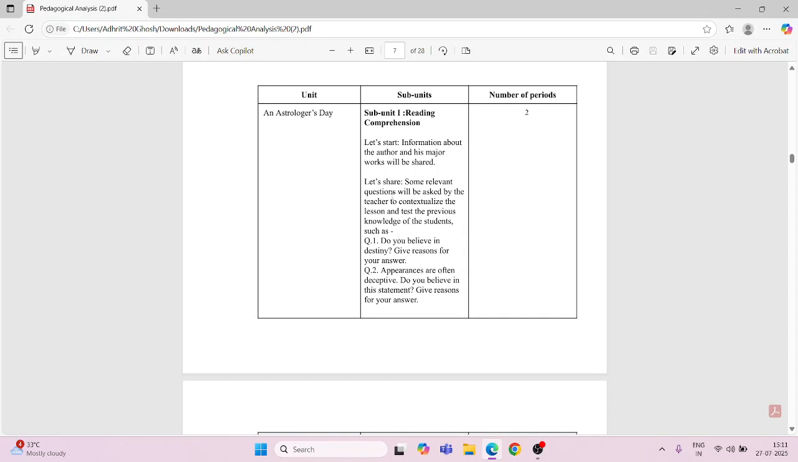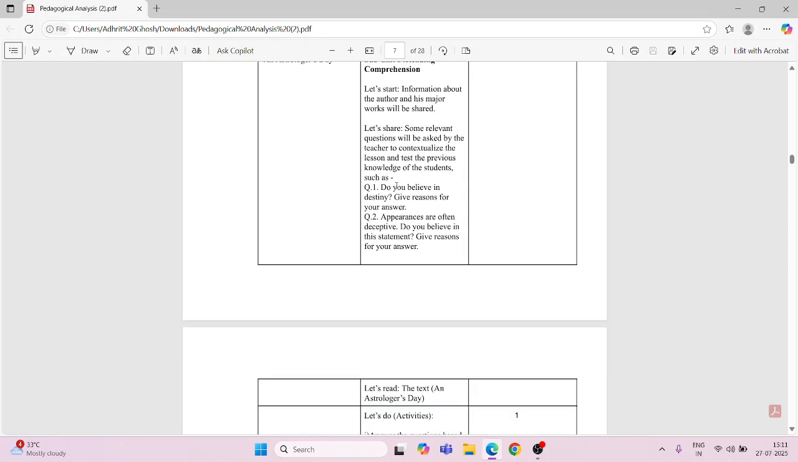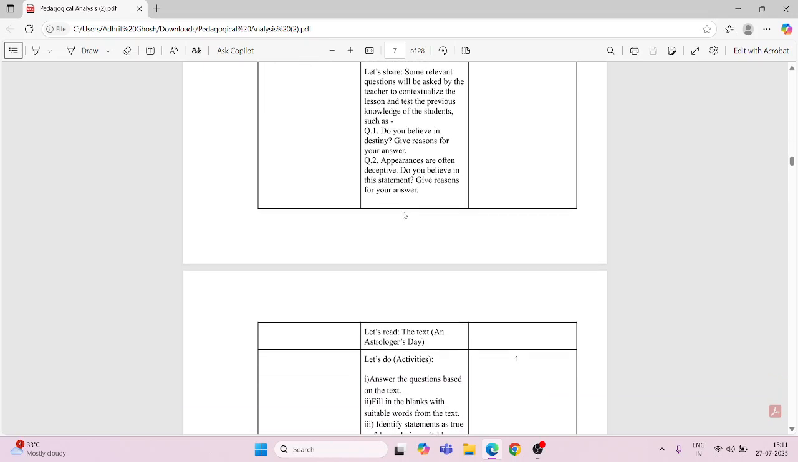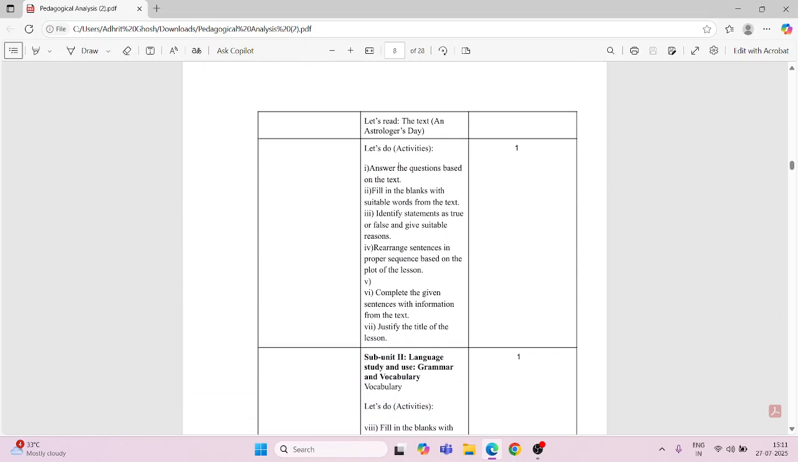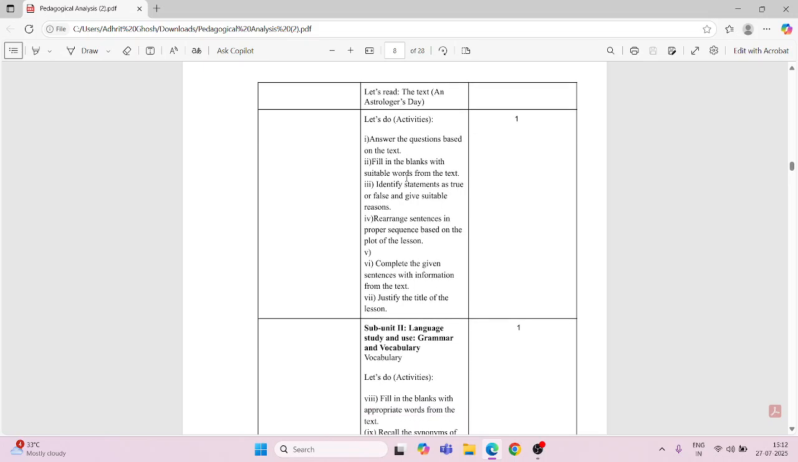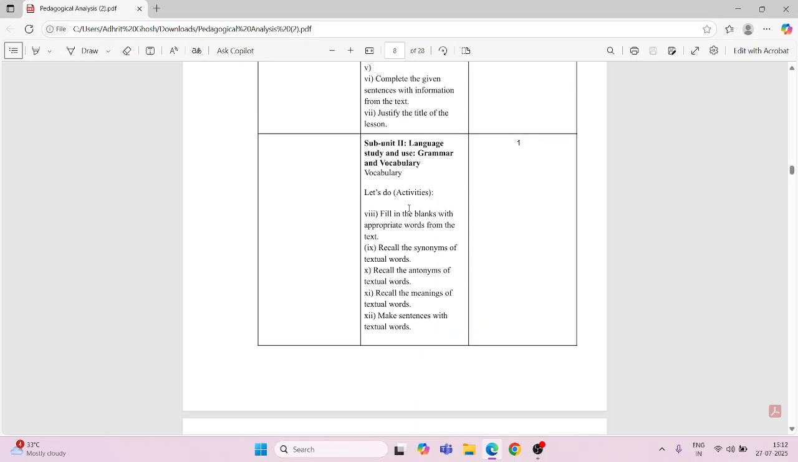Or reading comprehension in general. You note how you introduce the lesson, how you contextualize. First you give the author's information, and then you contextualize and introduce the lesson with a few questions. You note that, and then the text is read in the class, and then the activities based on reading comprehension are done.